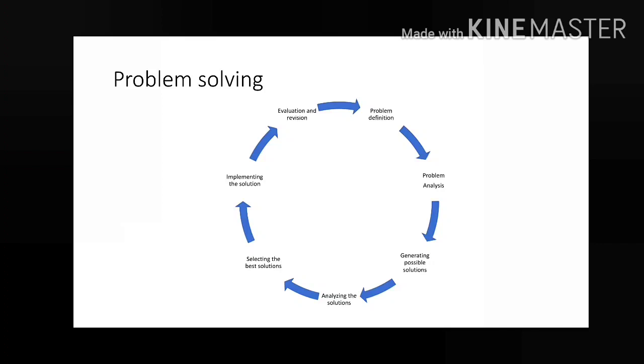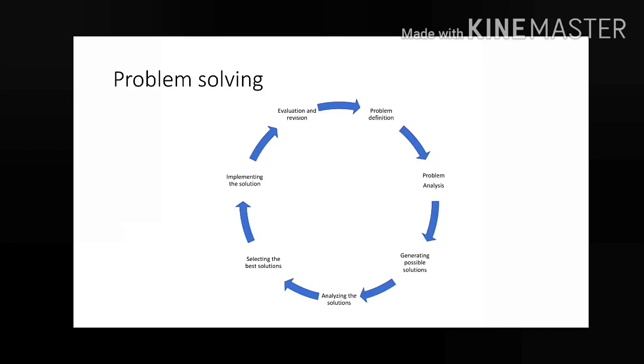Okay, now starting off with problem solving. Here you can see a circle in which I have explained the various steps of problem solving. The first step is problem definition. The second step is problem analysis. The third step is generating possible solutions. The fourth step is analyzing the solutions. The fifth step is selecting the best solution out of these. Then next is implementing the solution, and the last step is evaluation and revision.